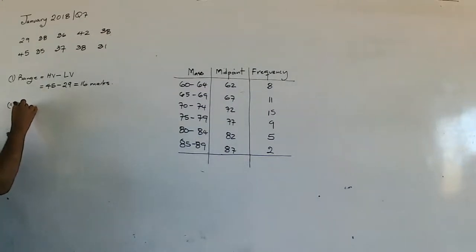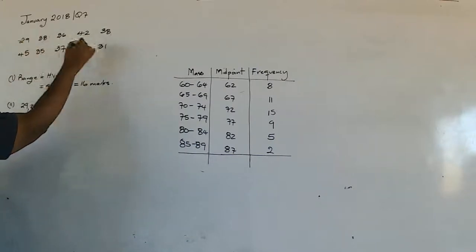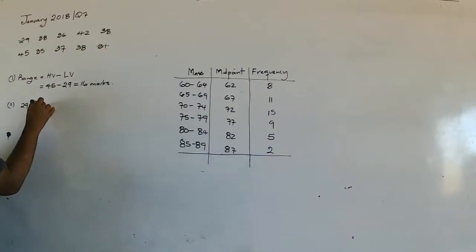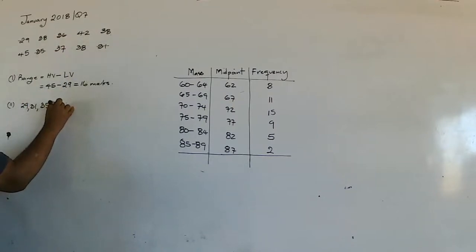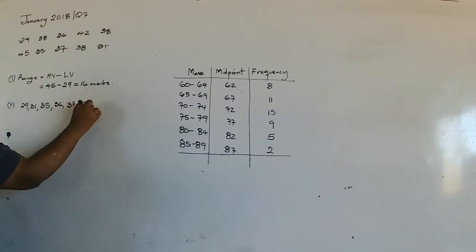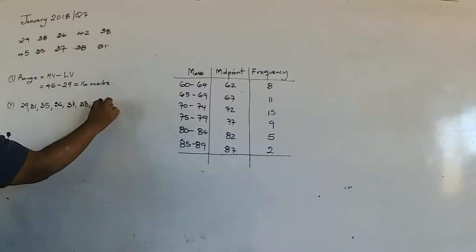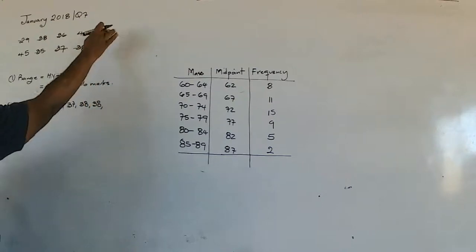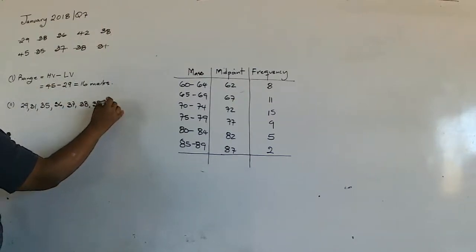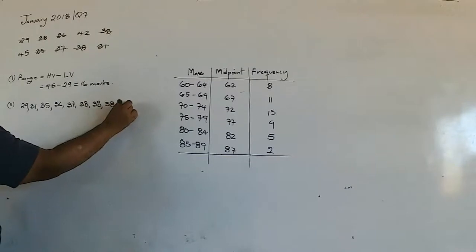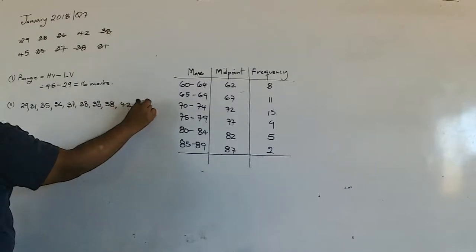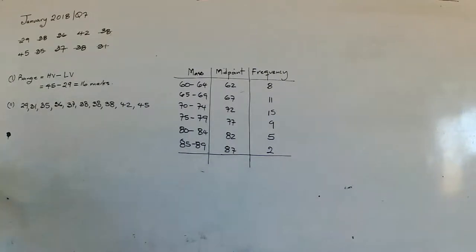We have 29, 31, 35, 36, 37, 38, 38, then another 38, then 42, and lastly 45. Now, there are 10 values.